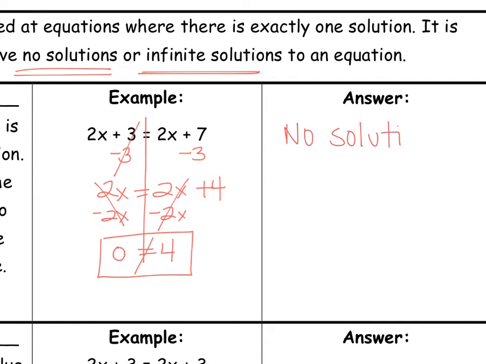What I get on the left side of the equal sign cannot possibly be the same as what I get on the right. 0 does not equal 4. So what does that look like? It could be 0 equals 4. It could be 5 equals 6. That is not possible to have 0 equal 4 or 5 equals 6, so we call that no solution.